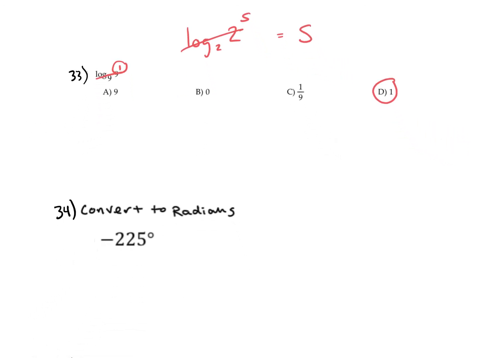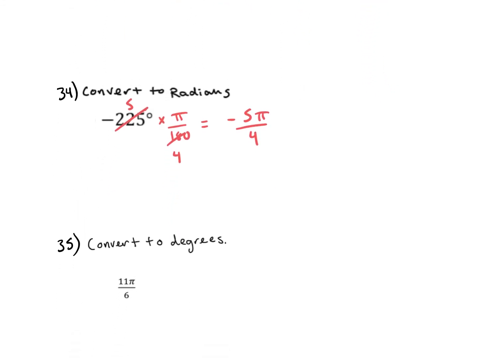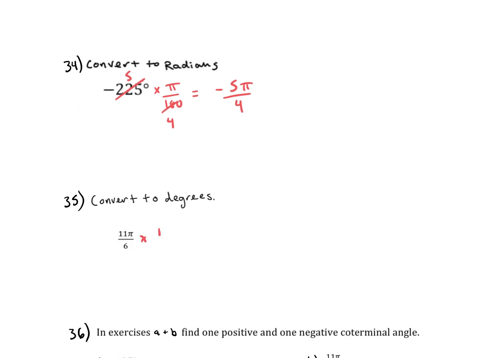Yes. All right, next we're converting to radians. So multiply by pi over 180. You guys can have a calculator, so you can simplify in the calculator. 45 goes into 225 5 times, and it goes into 180 4 times, so this would be -5 pi over 4. Convert to degrees, we multiply by 180 over pi. So the pi's cancel, 6 goes into 180 30 times, so 30 times 11 would be 330 degrees.